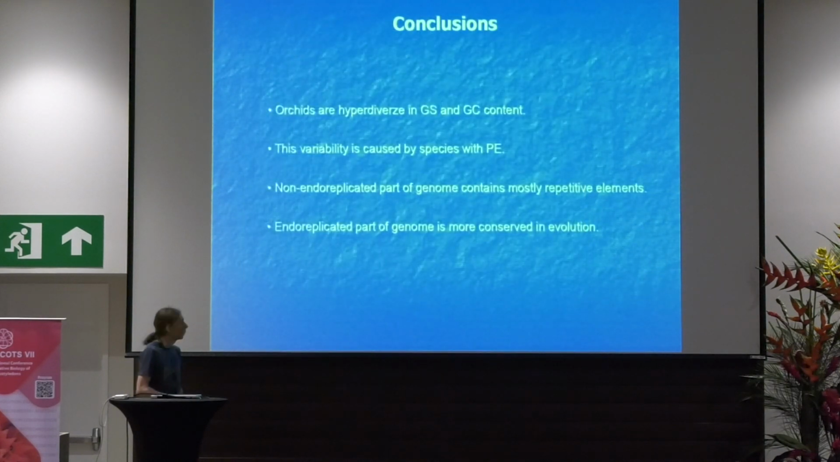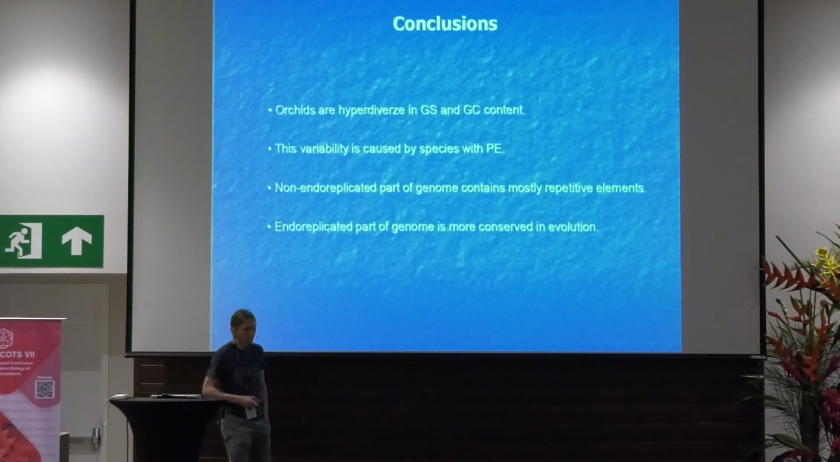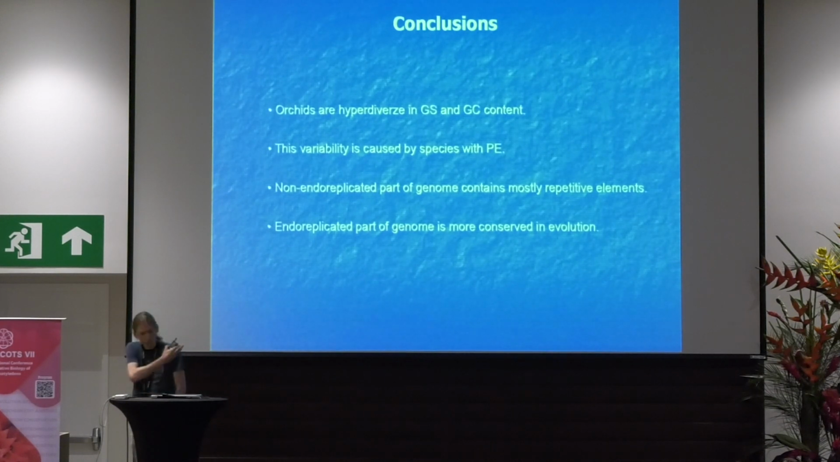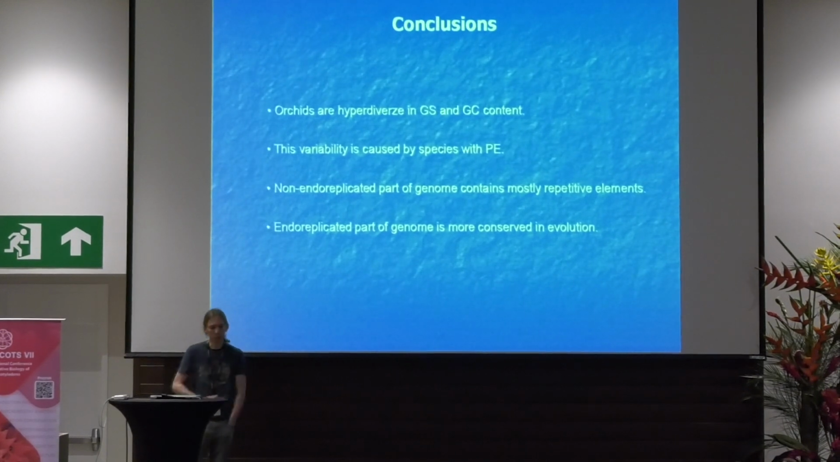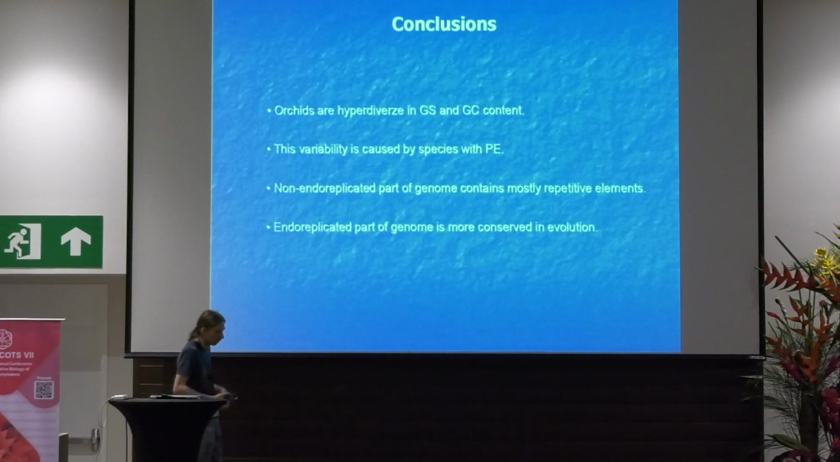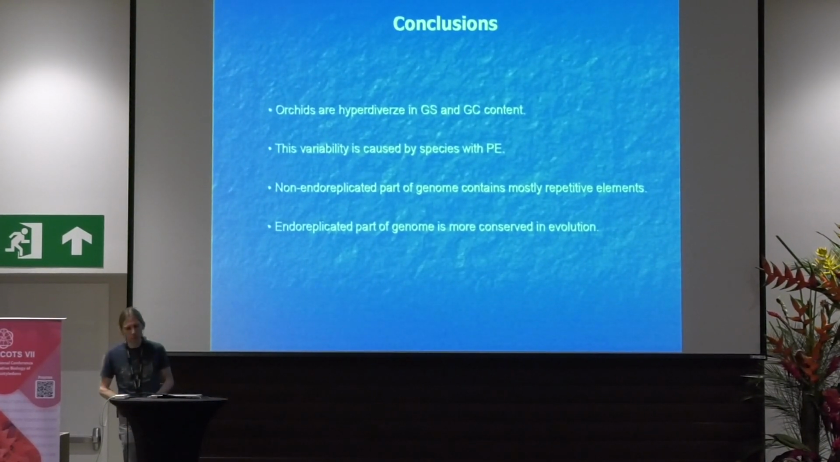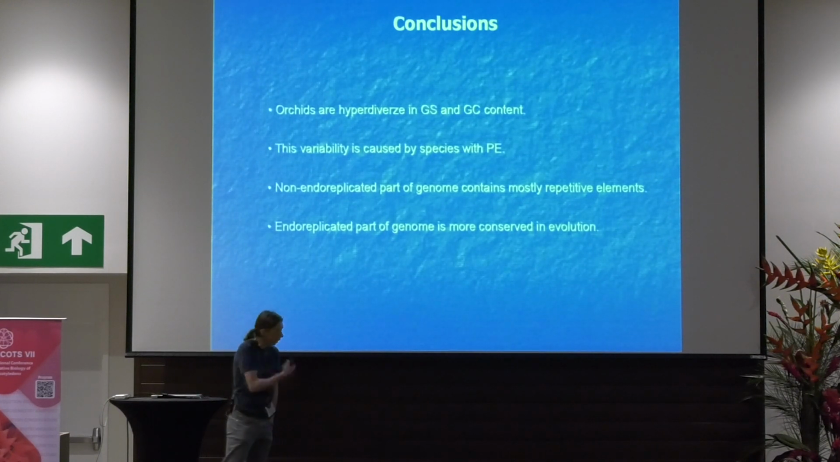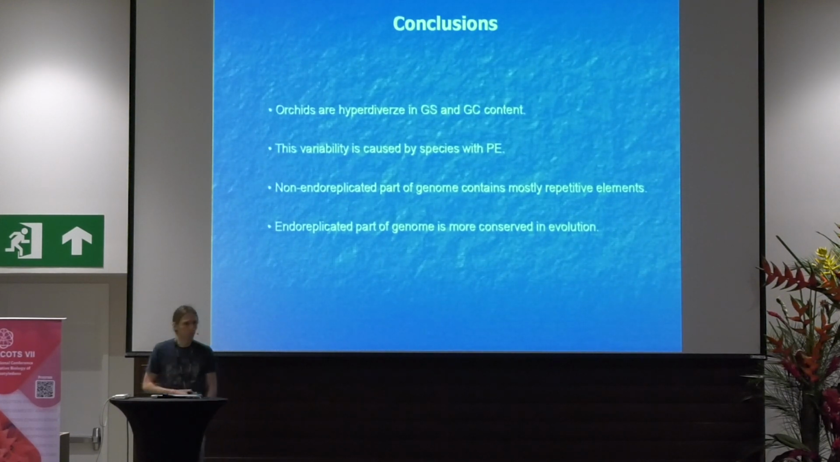So to conclude, orchids are really hyper-diverse in genomes with respect to genome size and especially GC base pairs content. This is really outstanding. This variability is caused by those species with partial endoreplication, not by that with conventional endoreplication. This is probably because that non-endoreplicated part of genome accumulates repetitive elements, and they can shift that GC base pairs composition to some crazy values, and that endoreplicated part is conserved. So this is it, and thank you for your attention.